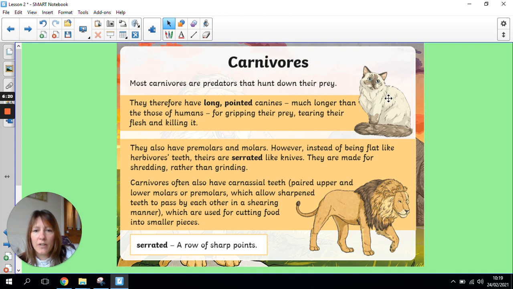Carnivores often have carnassial teeth, which means paired upper and lower molars and premolars, which allow sharpened teeth to pass by each other in a shearing manner. So they kind of match up like this, okay? And then it's used for cutting the food into smaller pieces.